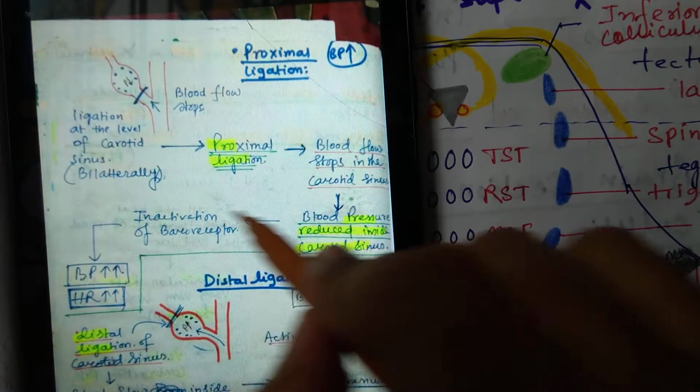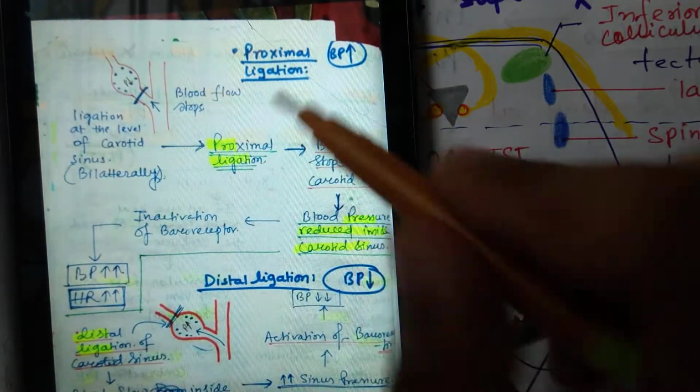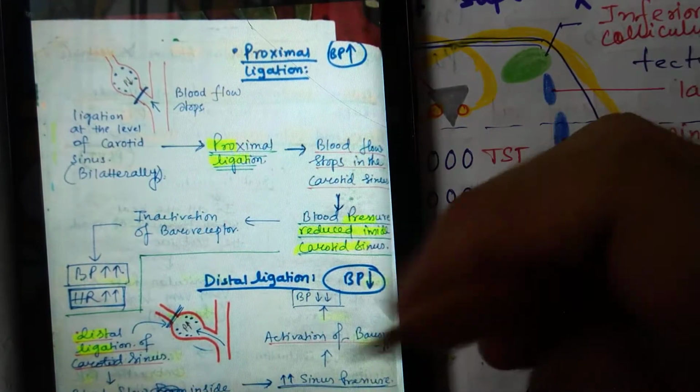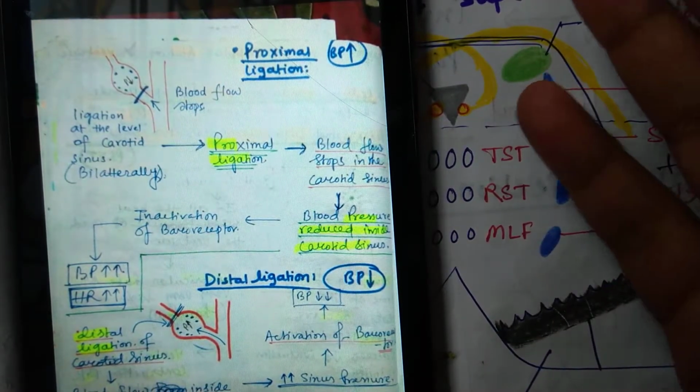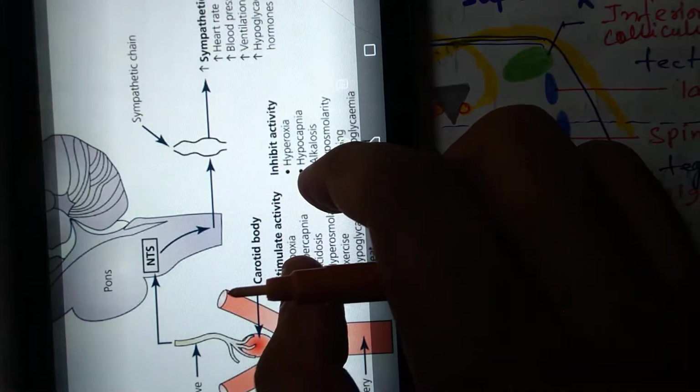Okay, if baroreceptors are not activated, then what happens? Blood pressure remains increased, because our rostral ventrolateral medulla is tonically active. No one is inhibiting it. Okay, and what happens in case of distal ligation of the carotid sinus?